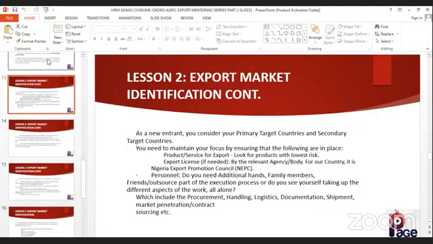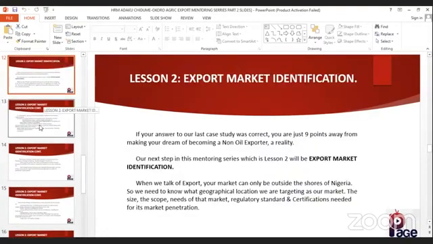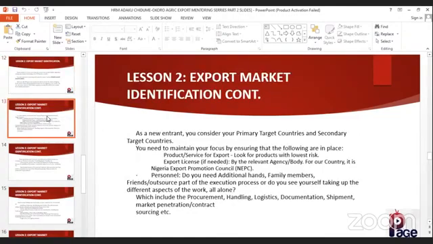Meaning, the Nigerian products are first and foremost finding their way to the Ghanaian market before now being exported to the US, which means the primary market here is the Ghanaian market, while the secondary market is the US market. I was only trying to explain what I mean by secondary and the primary markets.